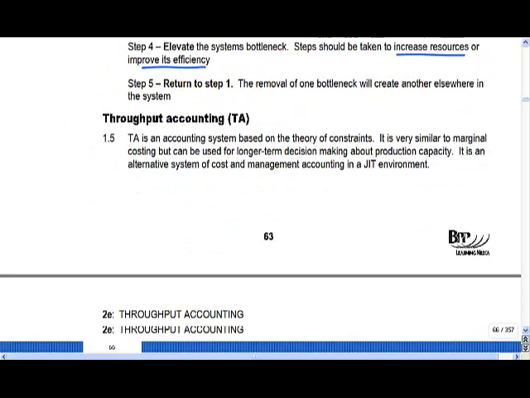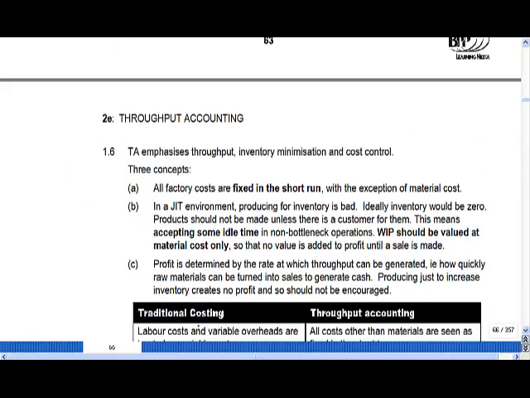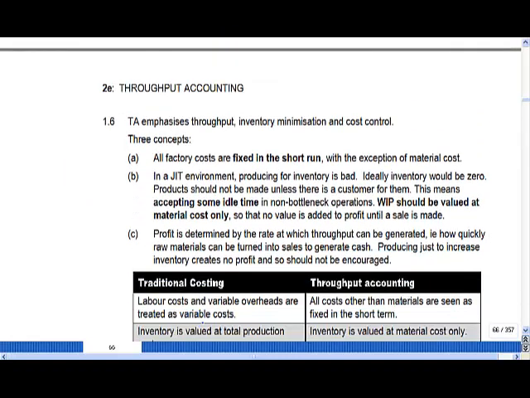Now, throughput accounting has these three concepts at heart. So, all factory costs are fixed in the short run, with the exception of materials. So, materials are the only variable cost that we have in a throughput environment. Everything else is assumed to be fixed.